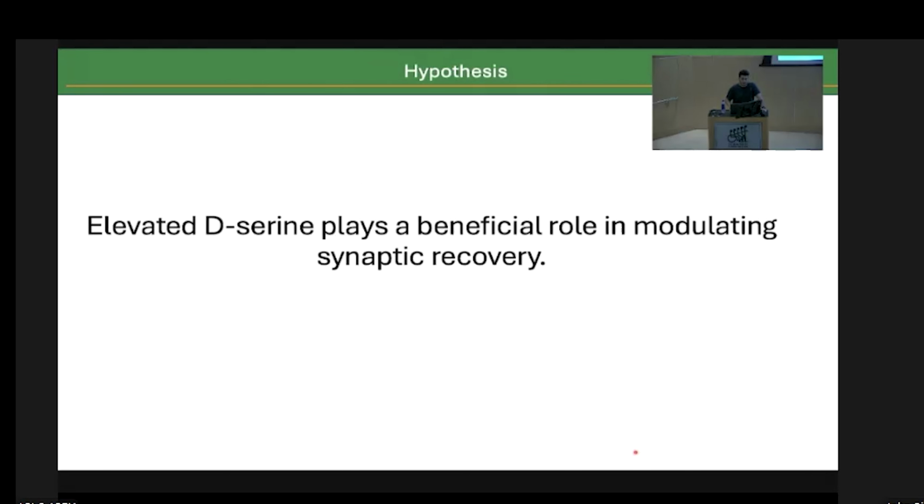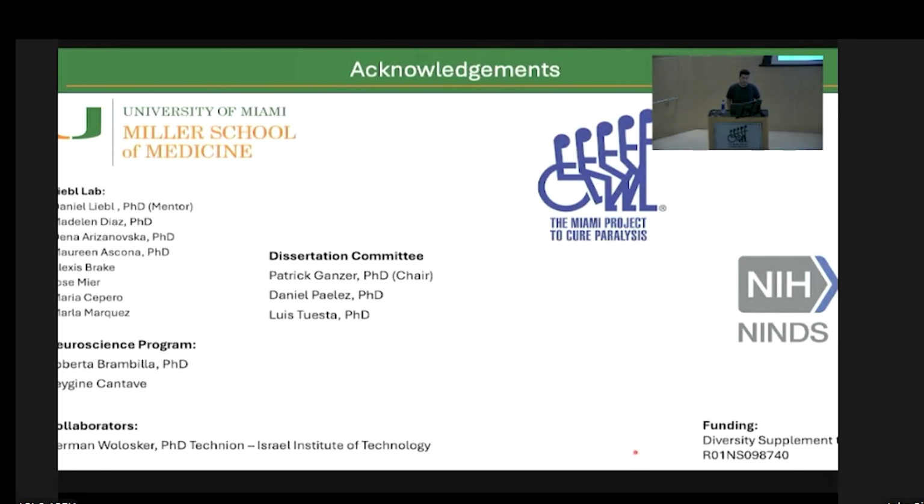So next I'm just going to leave with a hypothesis of what my studies are going to be. I think elevated D-serine may play a beneficial role in modulating synaptic recovery. This is kind of an intro of what I'm going to be doing in my project, as I had to change to a new project. So right now I'm at the mercy of the mice, waiting for them. That's it. Thank you for your time. I'd like to thank my lab, my committee, and the neuroscience program. Thank you.